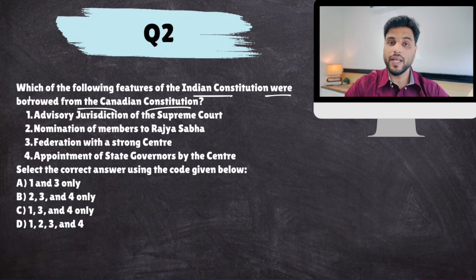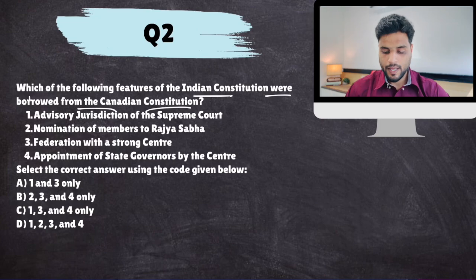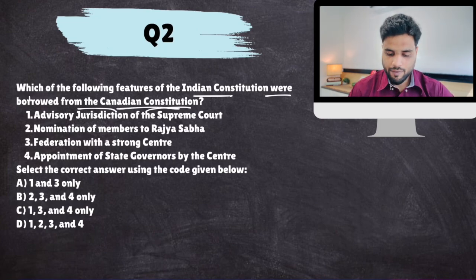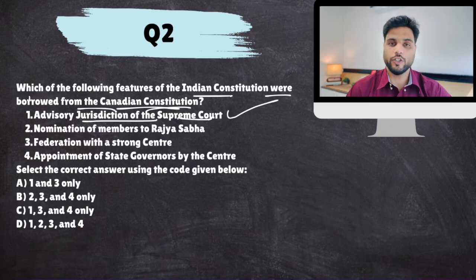So Dr. B.R. Ambedkar looked at an exhaustive list of constitutions. What works, what doesn't. Okay. Now, which features were borrowed from the Canadian Constitution? So advisory jurisdiction of the Supreme Court, yes, it was borrowed from the Canadian Constitution. The President can ask for an advisory opinion of the Supreme Court.